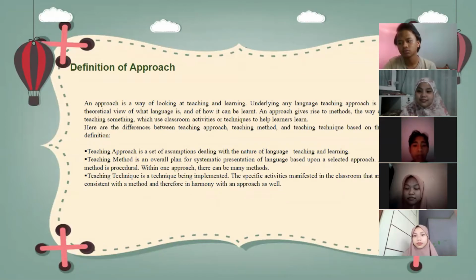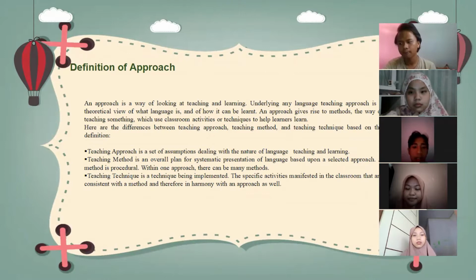An approach is a way of looking at teaching and learning. Underlying any language teaching approach is a theoretical view of what language is and of how it can be learned. An approach gives rise to the methods, the way of teaching something which use classroom activities or techniques to help learners learn.